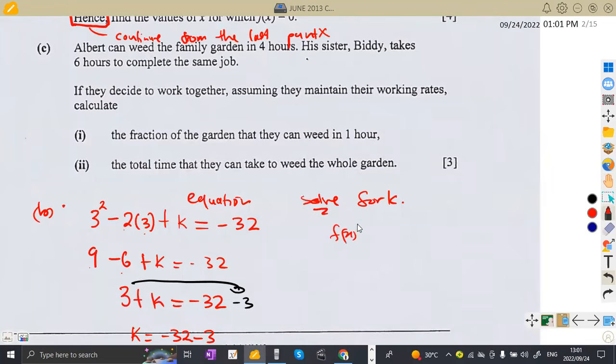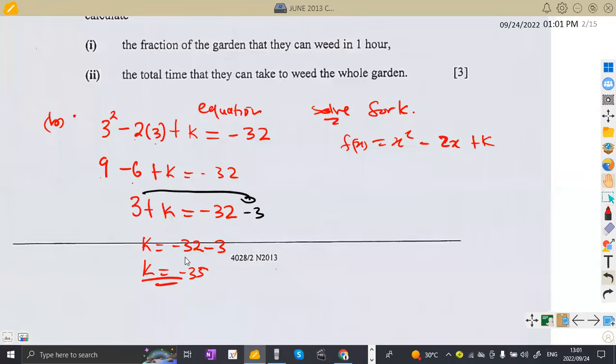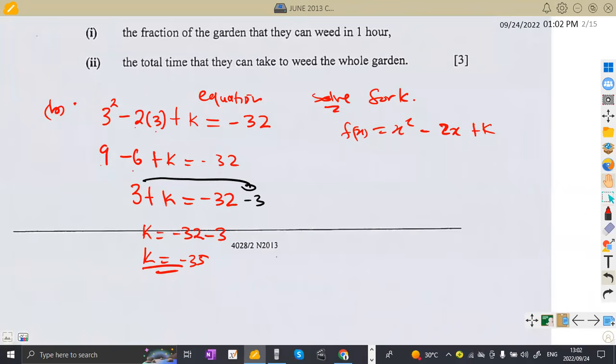Remember, our f of x was given as x squared minus 2x plus k. This was our f of x. Now we have the value of k. We calculated this value of k here. We got negative 35. So it means our f of x now can be written as f of x is equal to x squared minus 2x. In place of this k, I'm going to substitute the k that I'm having here, which is negative 35. So this is our f of x now.